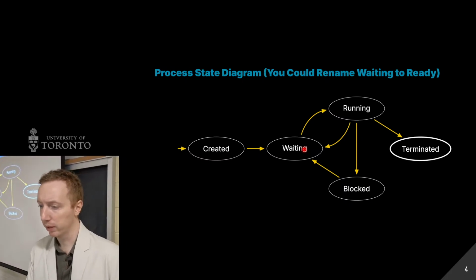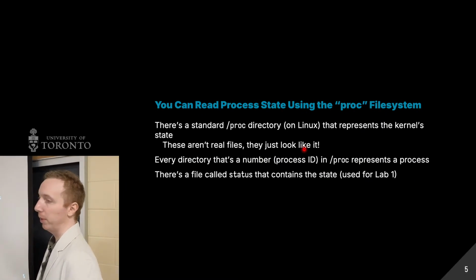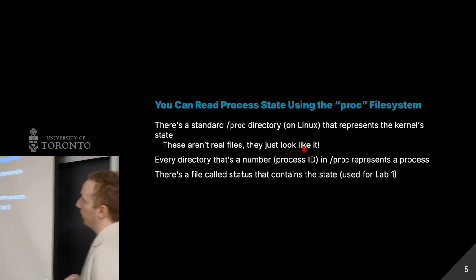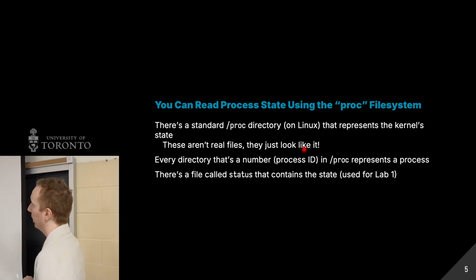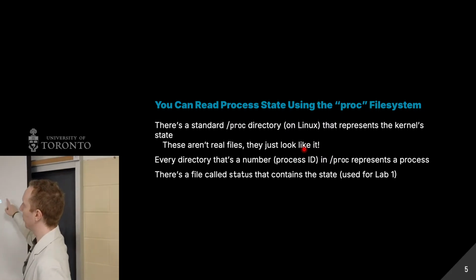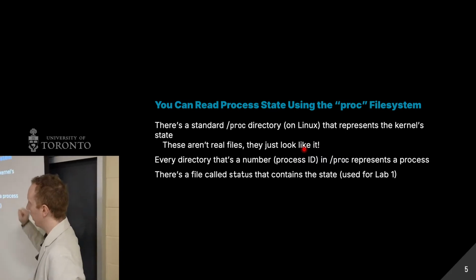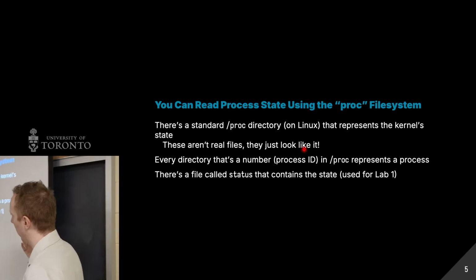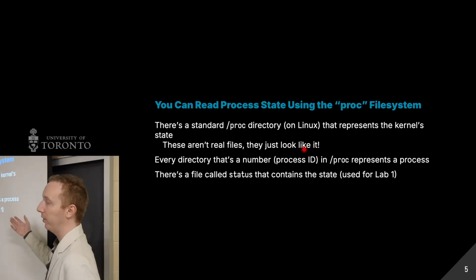All right, so you can read process state information using this proc file system on Linux. So there's a standard proc directory specifically on Linux that represents the kernel's state. They aren't real files, they just look like it. Every directory that's a number represents a process ID in that proc file system. And within that directory, there's a file called status that contains the state. And that's used for Lab 1.